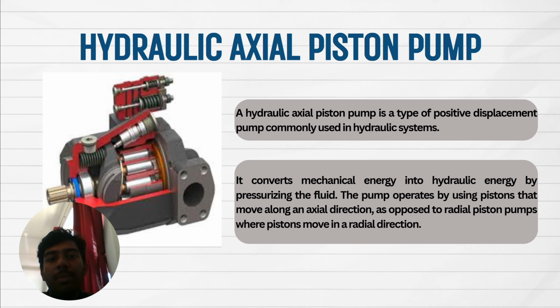A hydraulic axial piston pump is a type of positive displacement pump commonly used in hydraulic systems. It converts mechanical energy into hydraulic energy by pressurizing the fluid. The pump operates by using pistons that move along an axial direction, as opposed to radial piston pumps where pistons move in a radial direction.